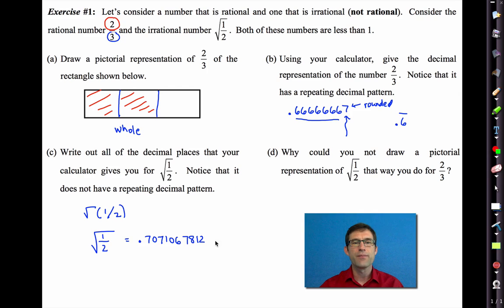And look at this, right? Now, you might say, well, but it terminates. Well, it doesn't terminate. Again, your calculator is showing you every decimal that will fit on the screen, and the problem is it goes on forever. So there is no repeating pattern here, right? No repeating pattern. Now, letter D. Why could you not draw a pictorial representation of the square root of 1/2 the way you do for 2/3, right? So we could never draw something like this for the square root of 1/2. Why is that?